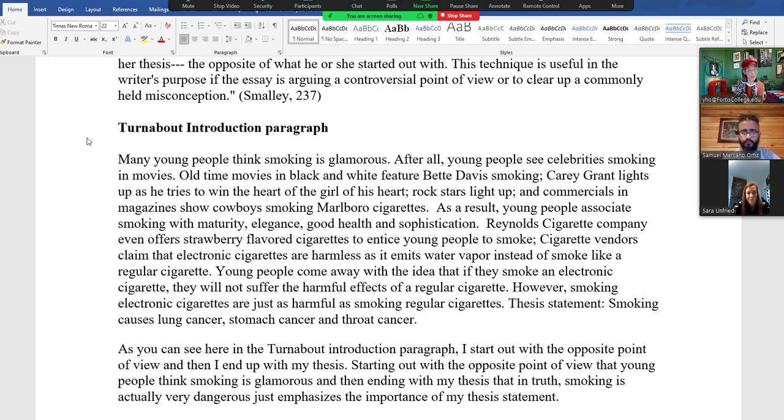Reynolds cigarette company even offers strawberry chocolate flavored vapes in order to entice young people or even children to smoke. And young people come away with the idea that if they're using electronic smoking and the vapor is all water vapor, it's totally harmless. However, now I pivot by using however, in contrast, in reality. There's a whole bunch of transition words, and then you transition to your thesis statement. However, smoking causes lung cancer, stomach cancer, and throat cancer.